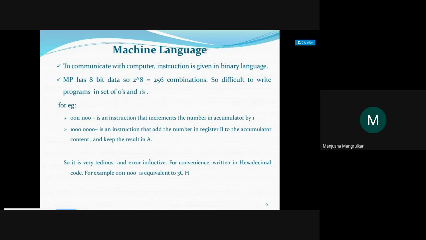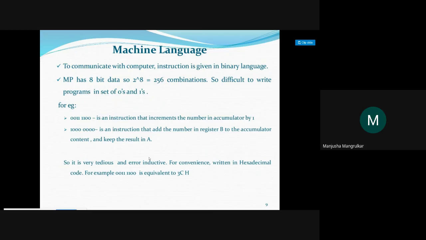So there are only 256 instructions; the opcode of the instruction is from 00 to FF only. Within those 256 combinations of instructions, we need to perform our task. Suppose your instruction is 0011 1100, an instruction to increment the number in the accumulator by 1. Later on we will see the instruction set also. This is decoded, and performing means it will increment the content of the accumulator by 1.